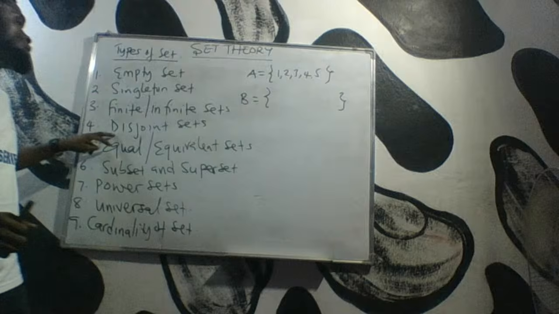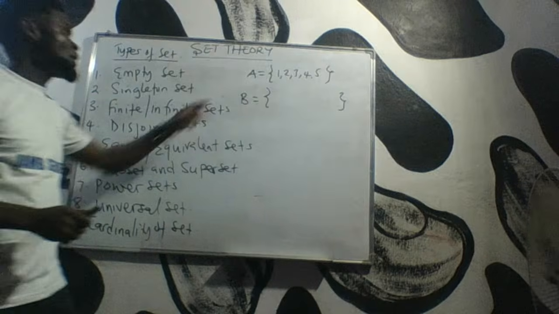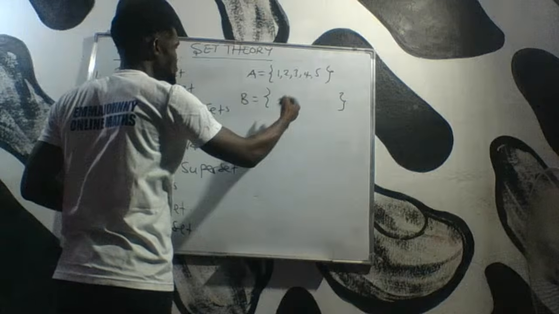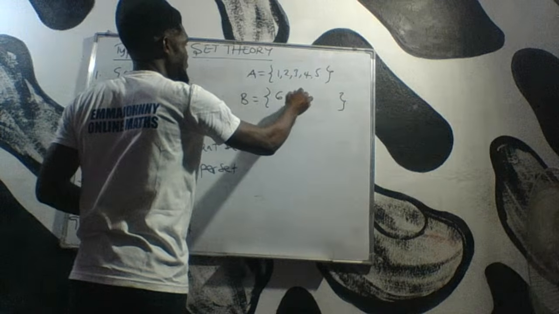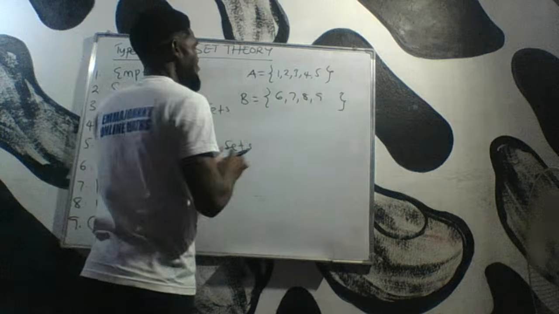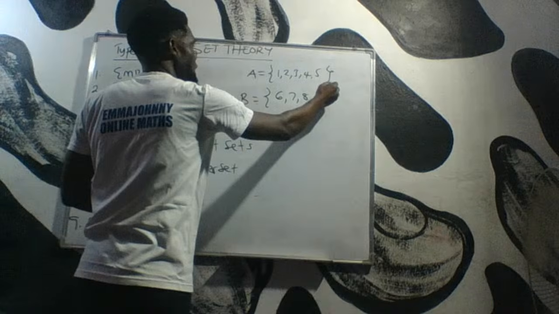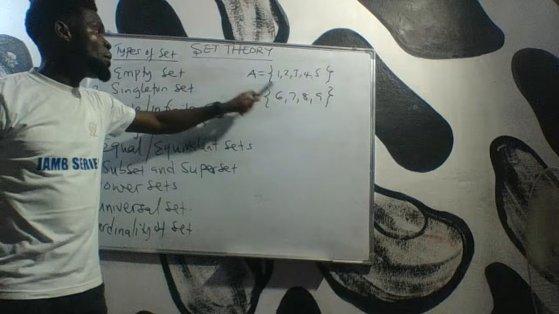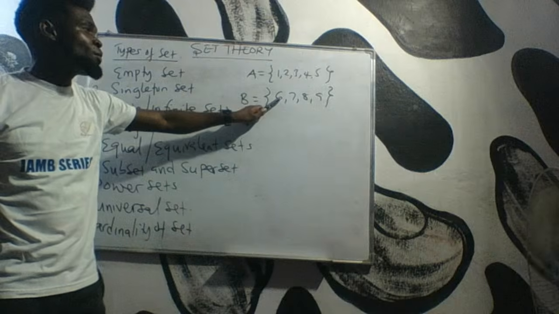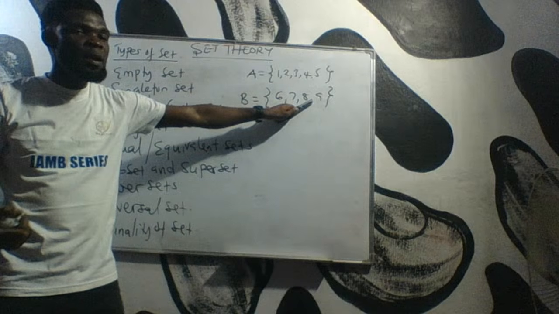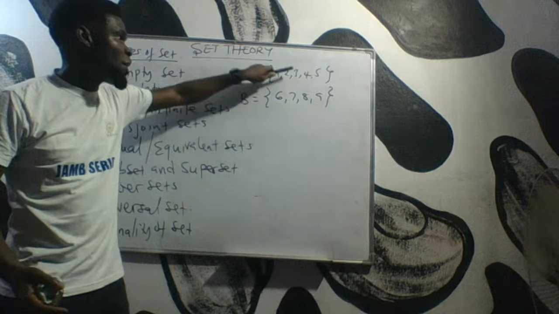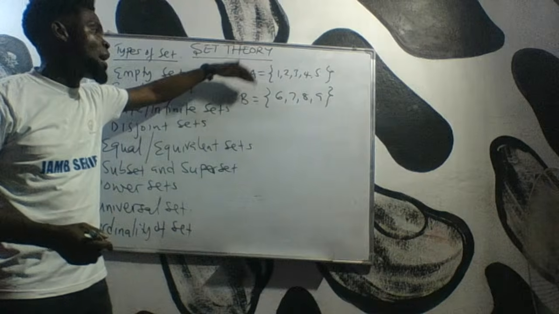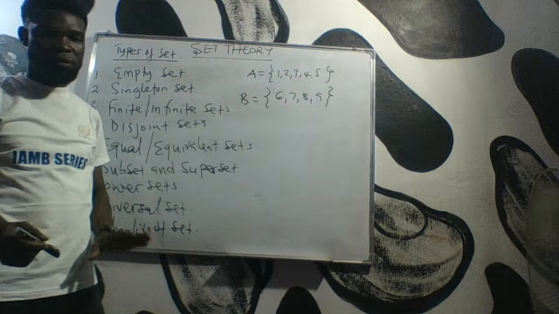Now let's look at disjoint sets. If I have a set A to be 1, 2, 3, 4, 5, and I have a set B to be maybe 6, 7, 8, 9. If you look at set A and set B, you will see that no element of set A is found in set B. Neither is any element of set B found in set A. So at this point, we say that these two sets A and B are disjoint.